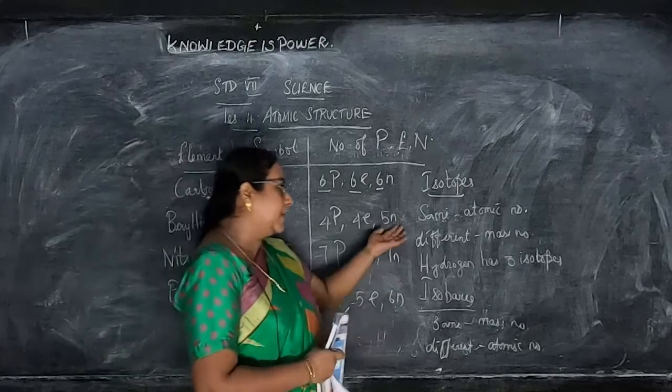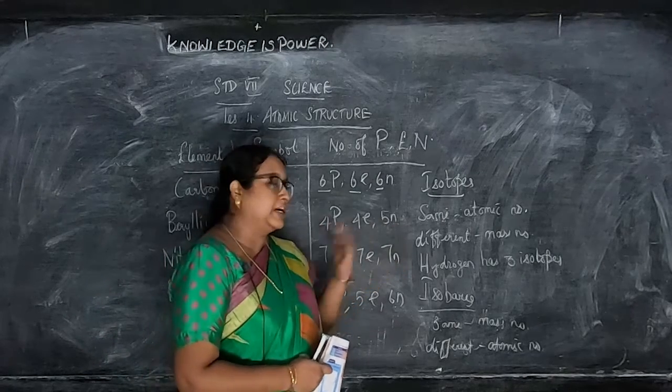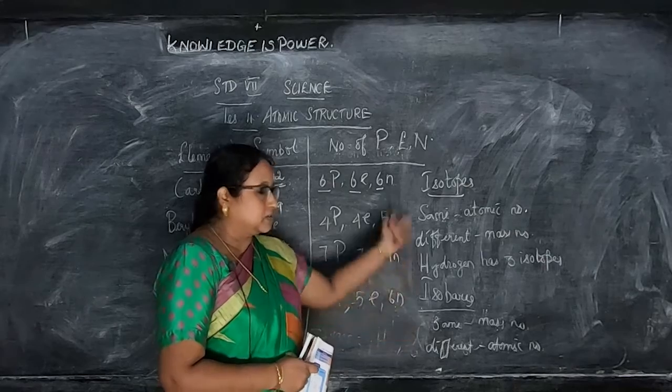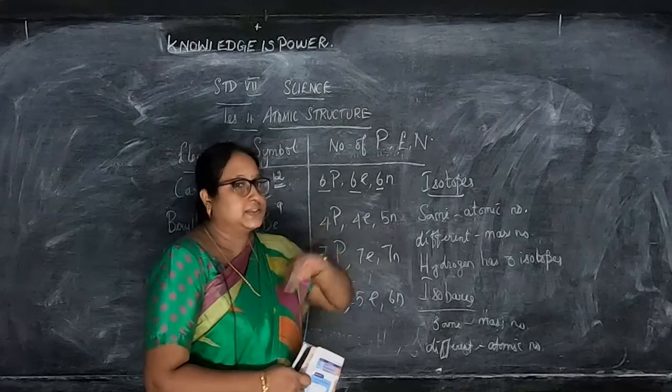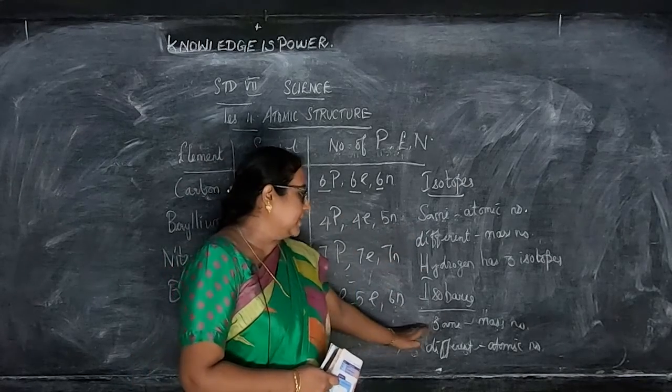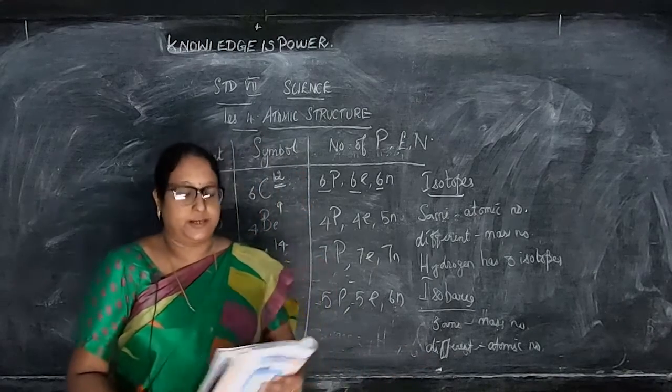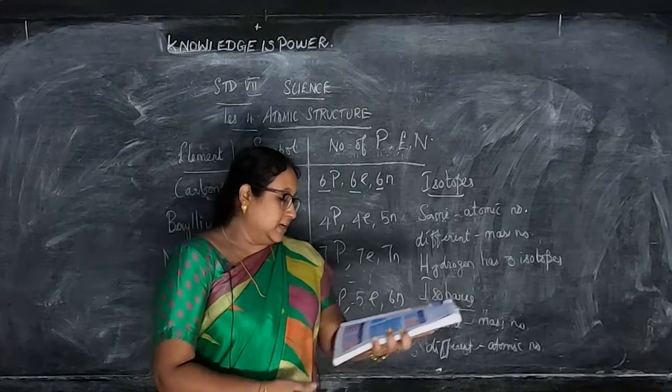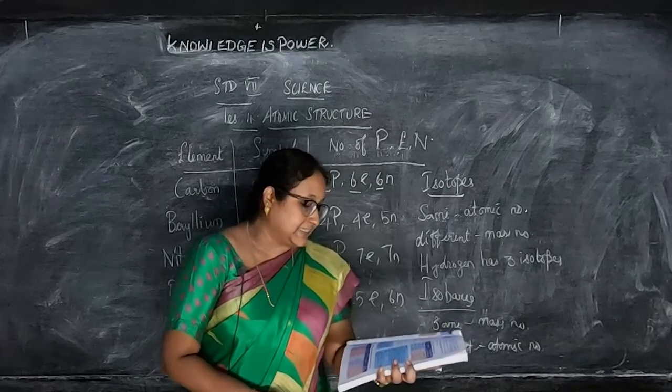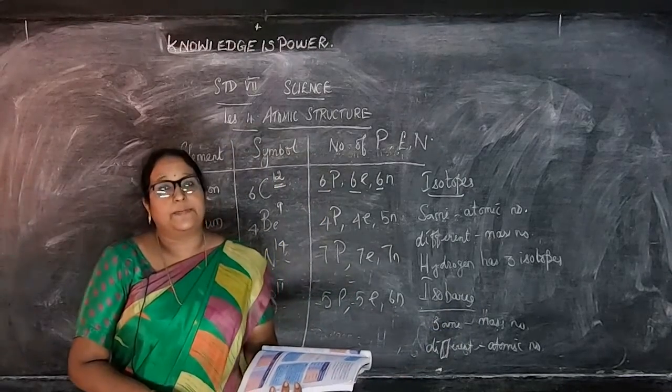That is, that have same atomic number but different mass number. But isobars are so different from the isotopes. That is totally opposite. Same mass number but different atomic number. Okay, children. Now see here, down they have given elements and their symbols with their atomic number as well as a mass number.